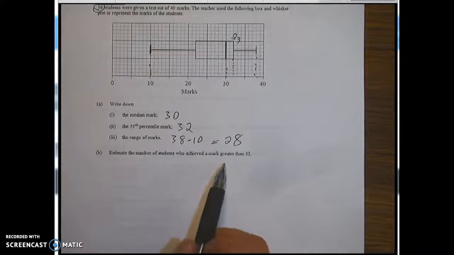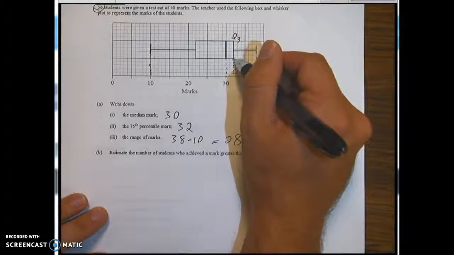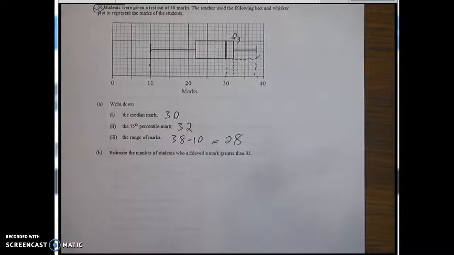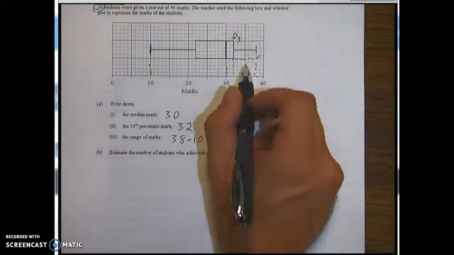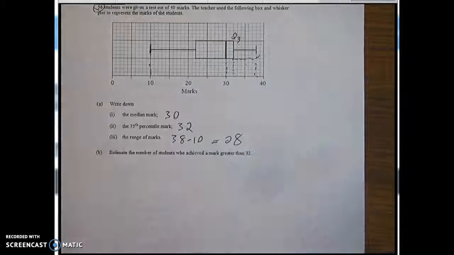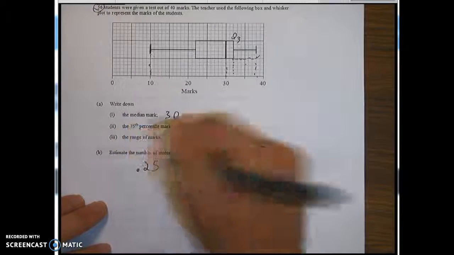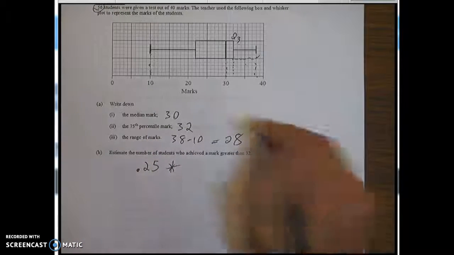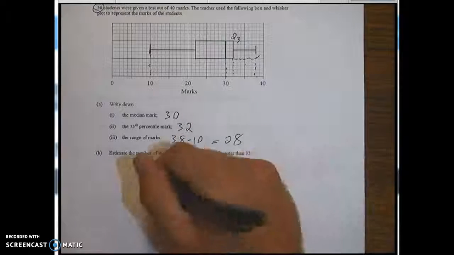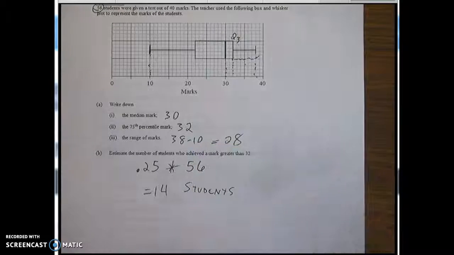To estimate the number of students who achieved a mark greater than 32, so that's asking how many students achieved a mark after Q3. And what you need to remember is that 25% of the data falls after quartile 3. So I'm going to write that as a decimal, 25%, 0.25, and I'm going to multiply that by the number of students, which is 56. And so that's going to be 14 students achieved a mark greater than 32, approximately.